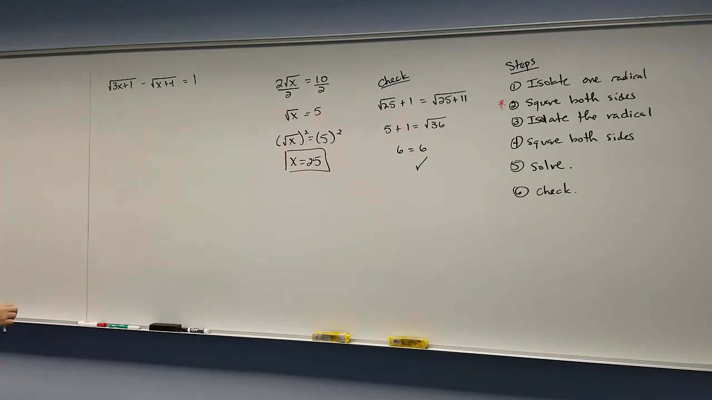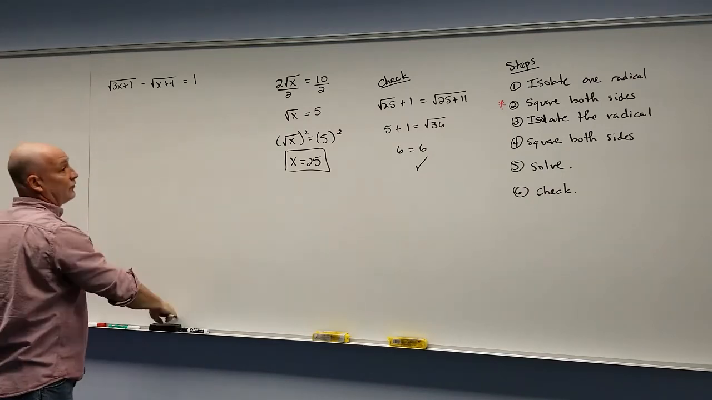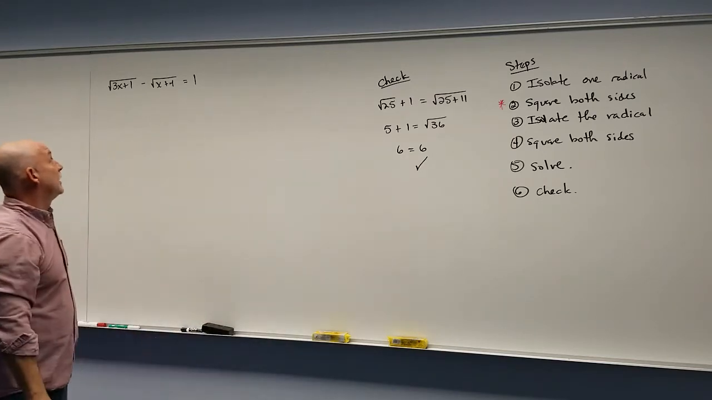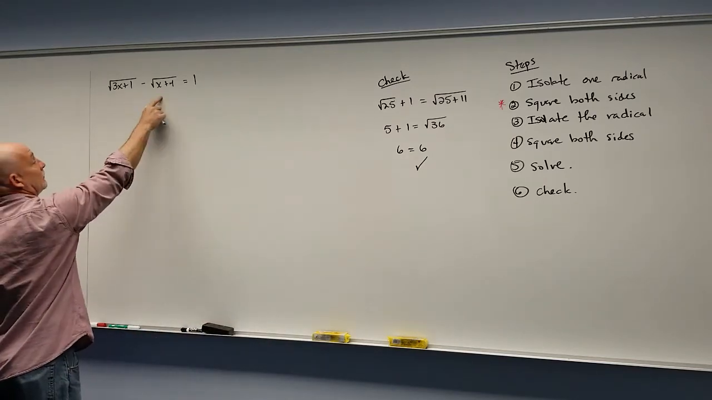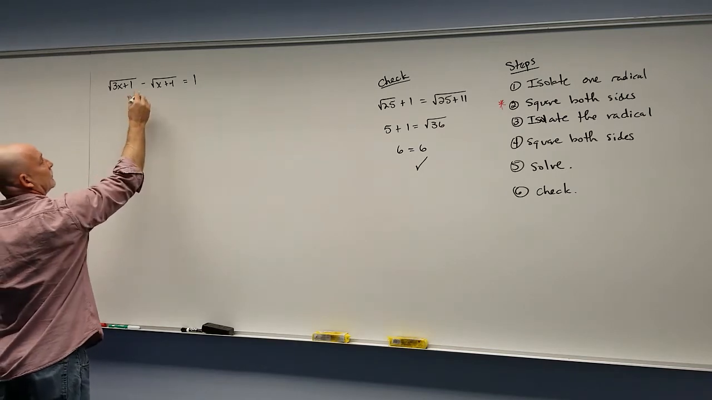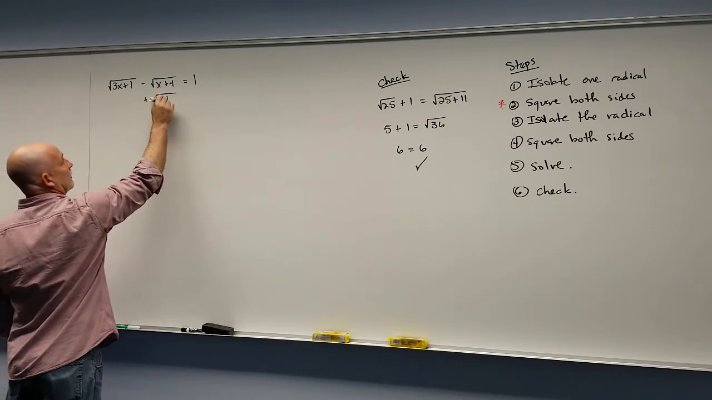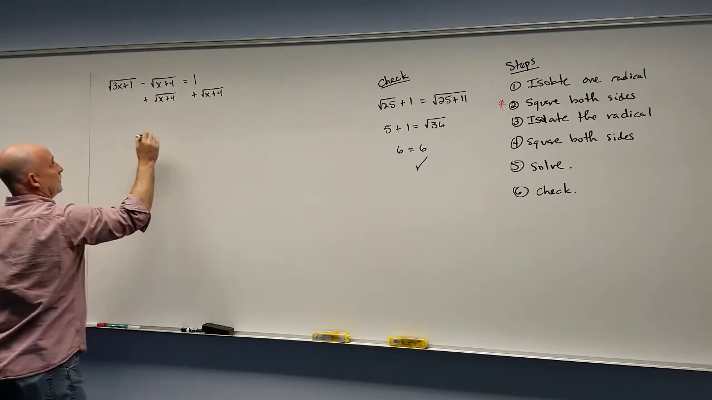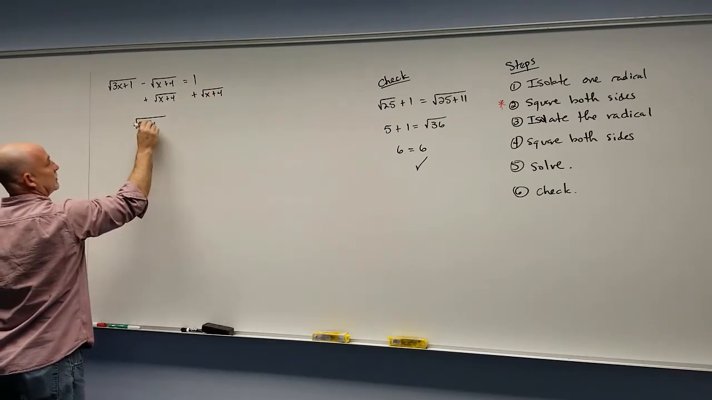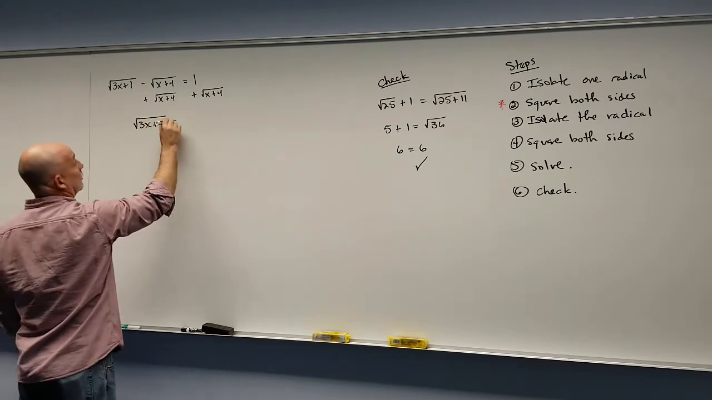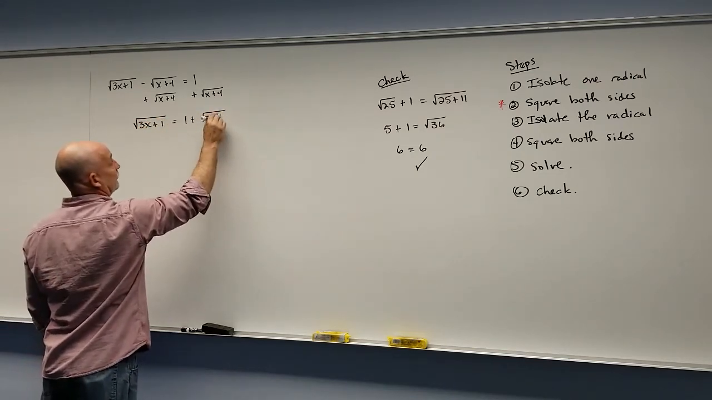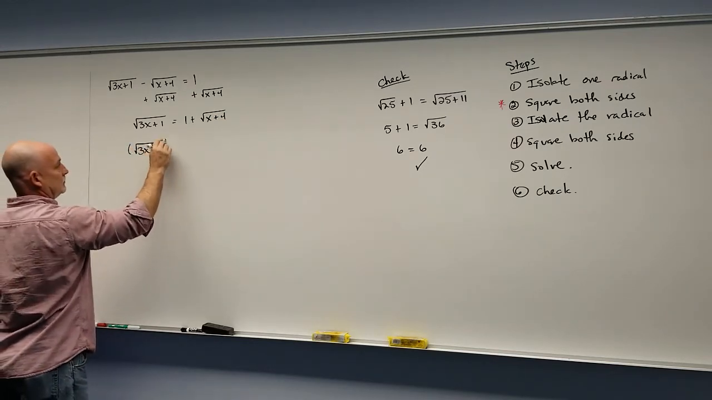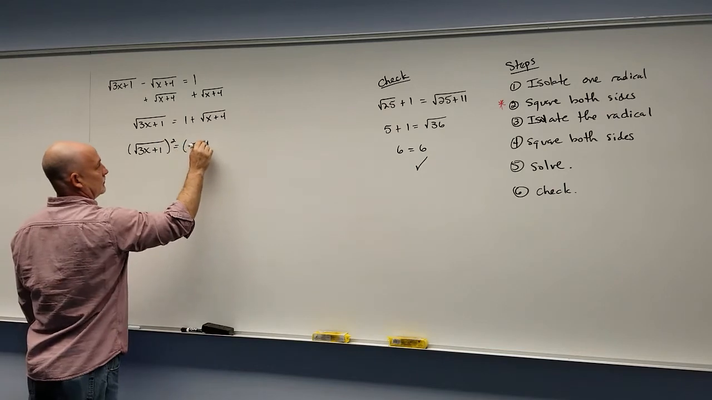All right, again, this is a two radical problem, so following our steps, the first thing we want to do is isolate one radical. So we need to get one of these two guys on the side all by themselves. Since this one's negative, I'm going to go ahead and move this one to the other side. Doesn't matter though, whichever one you want to move. So I get the square root of 3x plus 1 equals 1 plus the square root of x plus 4. Then we square both sides.